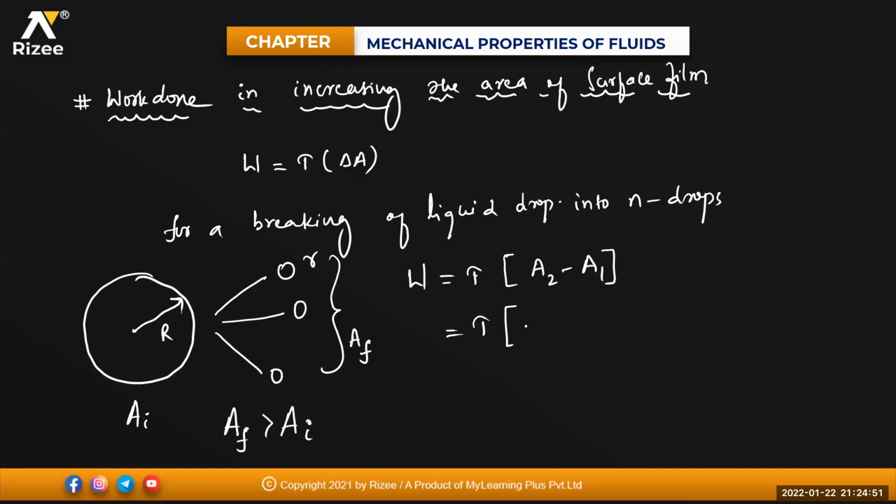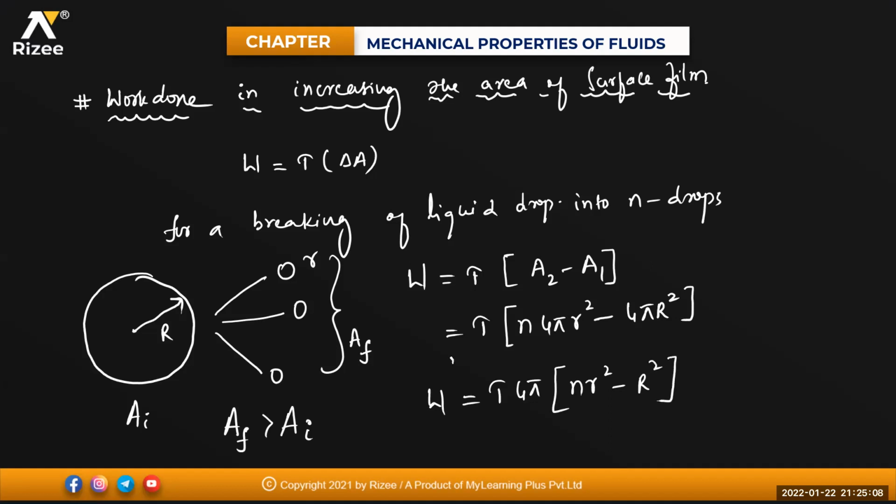So it is T into n, the number of droplets, n into 4 pi small r square, minus the initial area of the drop, which is 4 pi capital R square. So work done will be equal to T into 4 pi (common) into n small r square minus capital R square. This is the work done in breaking a bigger droplet into smaller droplets.